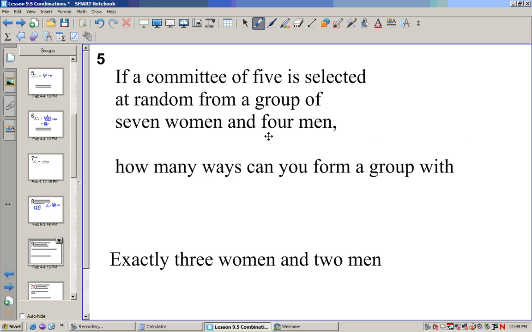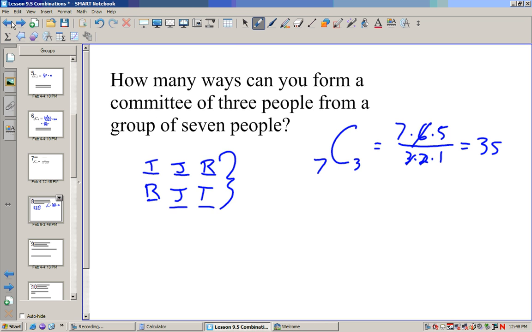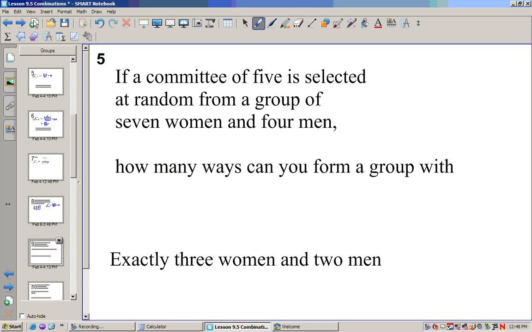All right, moving on. If a committee of 5 is selected at random, out of a group of 7 women and 4 men, how many ways can we form a group with exactly 3 women and 2 men? Now this is where combinations start to get tricky. The previous problem, I think this was pretty straightforward. We could ask more like that, but I think you'd get a little bored. So we're moving on to something a little bit more complex.